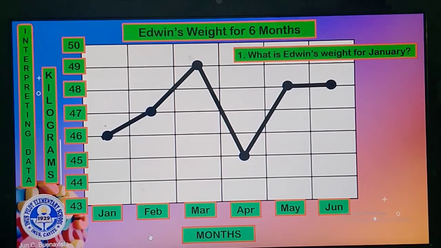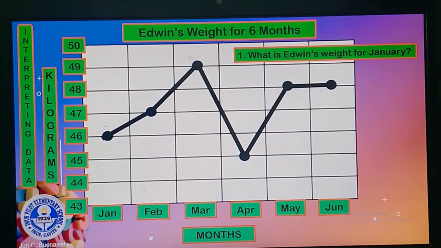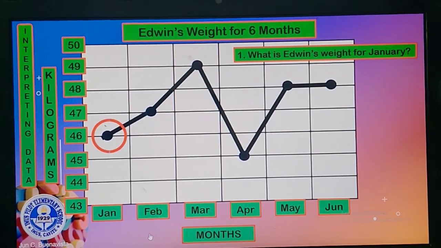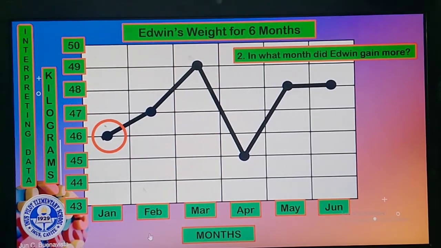What is Edwin's weight for January? Look at January. Where did the point fall? At 46. That is why the answer is 46. Next question. In what month did Edwin gain more? In what month is his weight higher? Maybe his food intake increased. He ate and ate. Very good. That is the month of March.